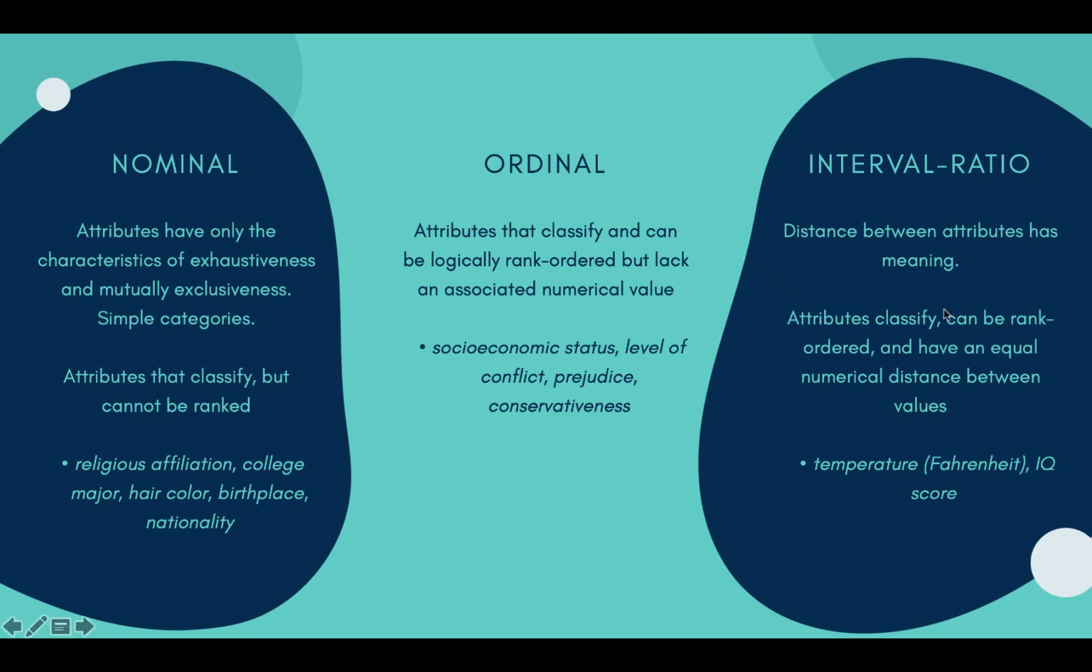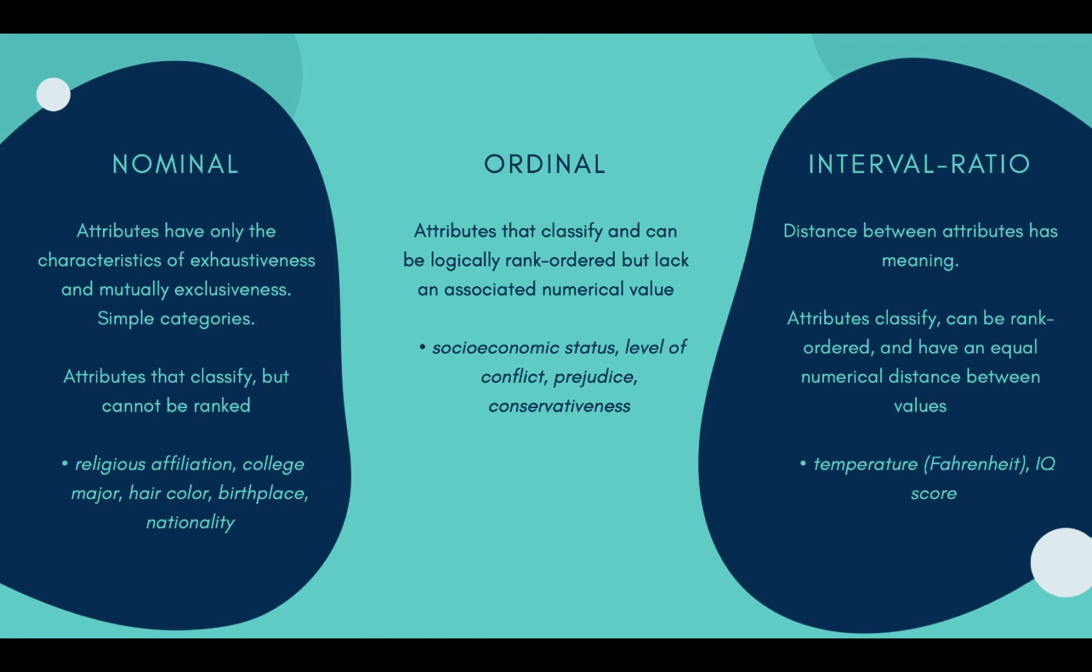And then finally, interval ratio variables. These classify, they can be rank ordered, and they actually have an equal numerical distance between them. So one step below is one less. One step above is one higher, one more. And the distance between these attributes has meaning, right? So a good example is temperature. If somebody says, I live in Phoenix and it's 75 degrees right now, and somebody says, I live in San Diego and it's 76 degrees here, we know that 76 is higher than 75. And we know that San Diego at 76 is exactly 1 degree Fahrenheit more than Phoenix.